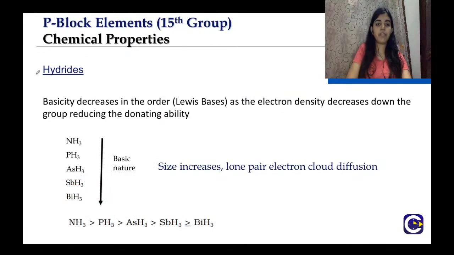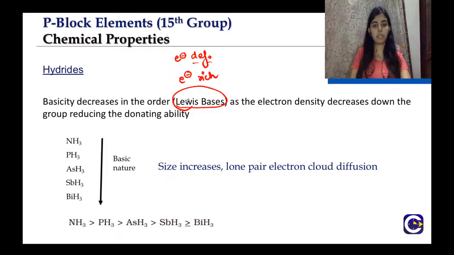Next, basicity decreases in the order. What are Lewis bases and Lewis acids? Lewis acids are electron deficient in nature, while Lewis bases are electron rich. For example, compounds having a lone pair of electrons are termed Lewis bases because they have greater electron density. So the basic nature order is ammonia, then phosphine, then arsine, then antimony hydride, and then bismuth hydride.